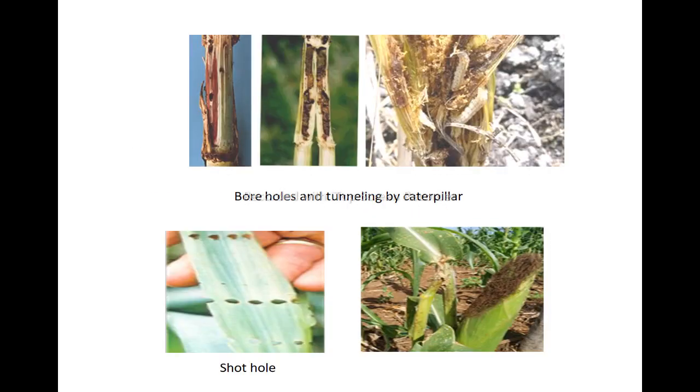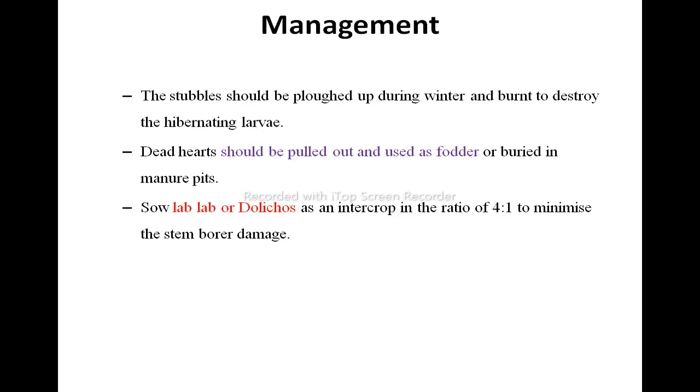And in the first and second picture we can see the caterpillar that attacks the stem of the sorghum. In the first picture you can see the bore holes on the stem. Then management means how can we manage the sorghum stem borer attack.